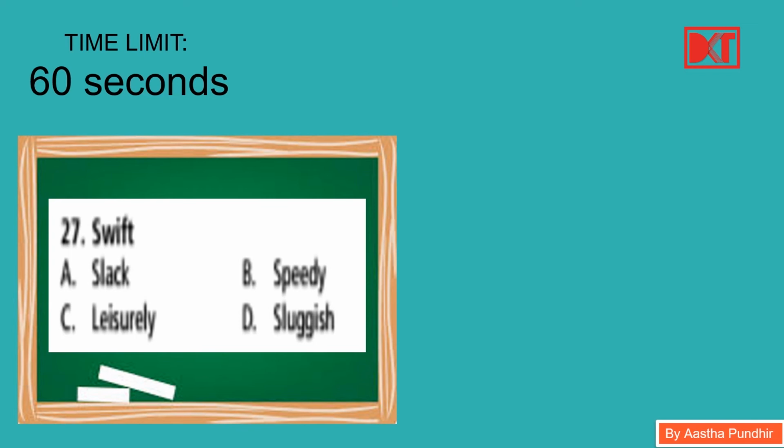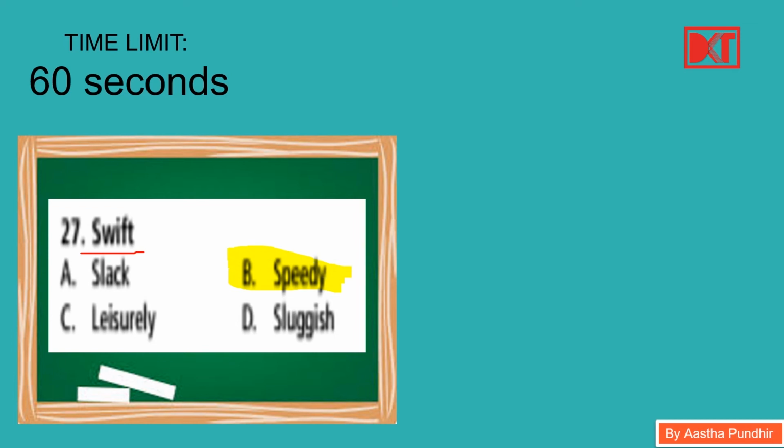Alright, the next word is swift. Here the options are A, slack, B, speedy, C, leisurely, D, sluggish. Now here the correct answer is B, speedy. Swift, speedy, they mean going fast.